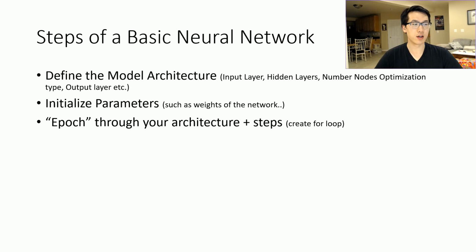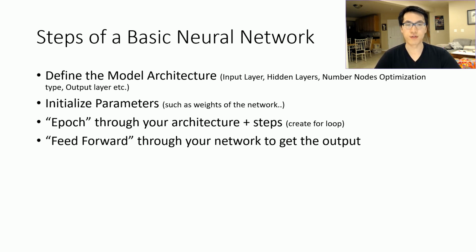Third step, you'll be creating a for loop. So this will be essentially epoching through your architecture. An epoch is essentially the feed forward and the back propagation. It's taking all these steps all at once, just going through the for loop. That's essentially what it is. I'll be going a little bit more into detail on what that entails, but this is the first part of the epoch. You essentially just pass in your inputs and you go through the entire network.